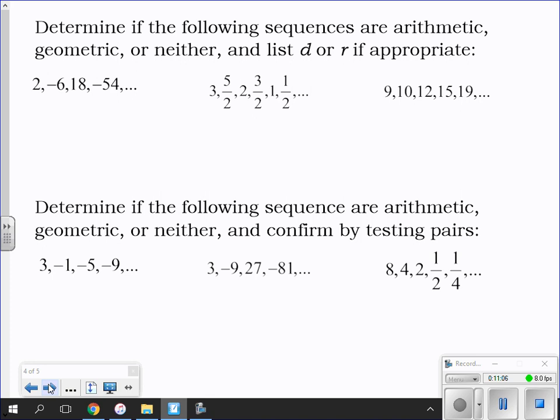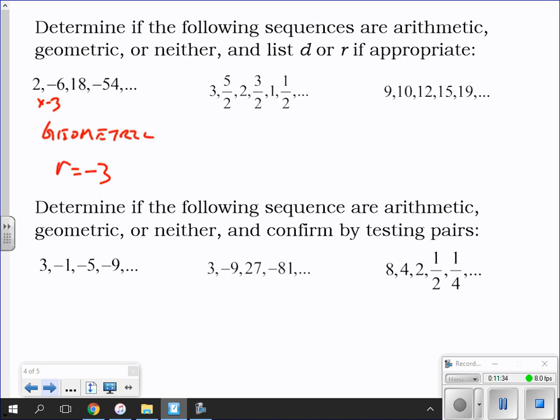How do I get from 2 to -6 by multiplying? I multiply times -3. If I take -6 times -3, do I get 18? Yes. If I take 18 times -3, do I get -54? Yes. So this is geometric, and my R is -3 because I multiply by -3 each time.